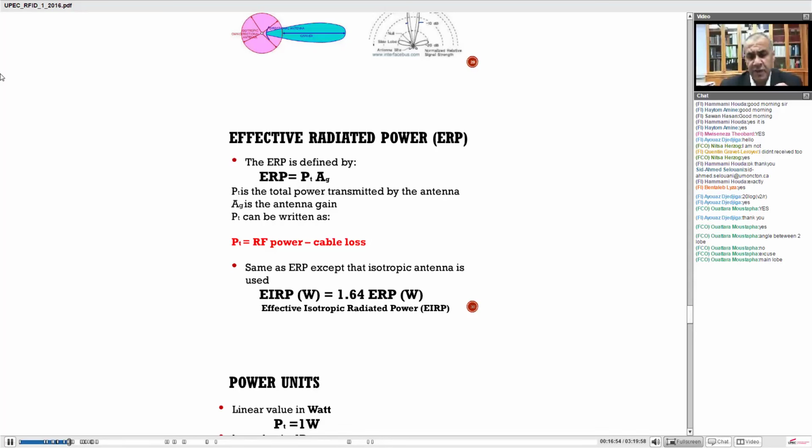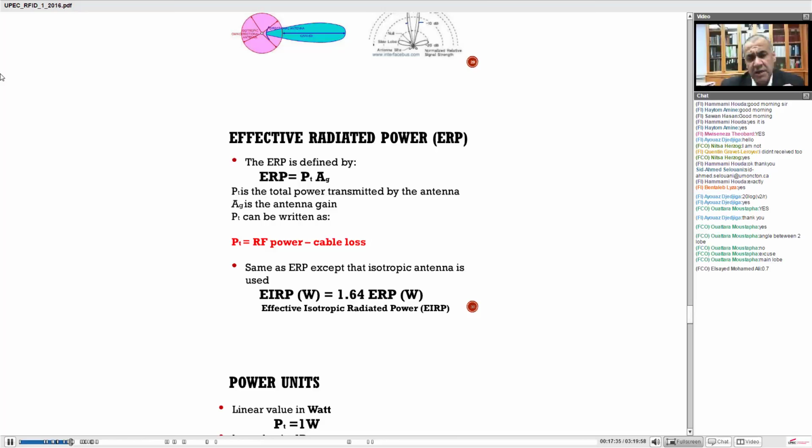It is regulated. So when you have ISO standard and norms and laws, and you will be called to install an RFID network in a company, you have to be sure about the effective radiated power because it is regulated too. The ERP is defined by the power transmitted by the antenna multiplied by the gain of antenna. The gain has no unit, so PT is in watt, so ERP is in watt unit.